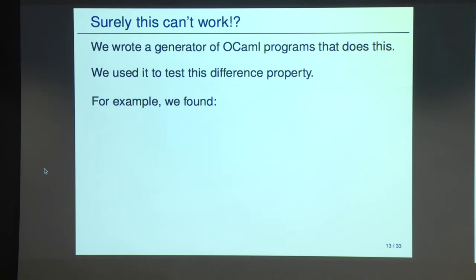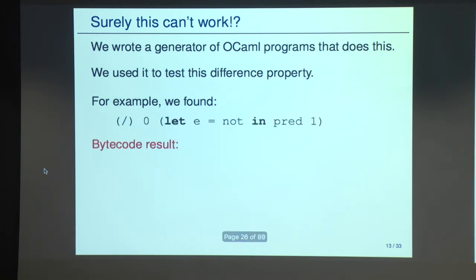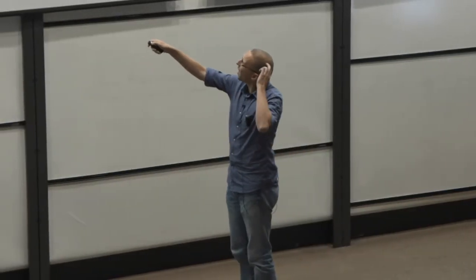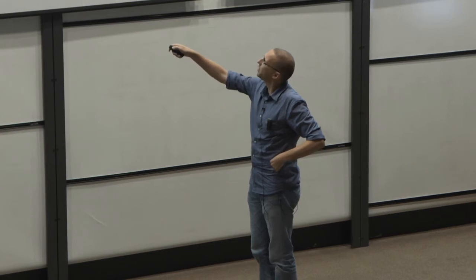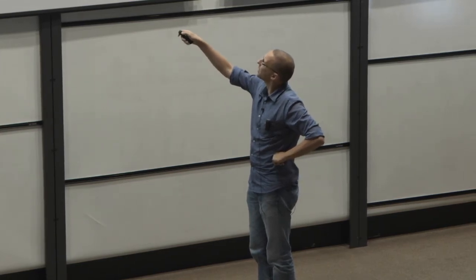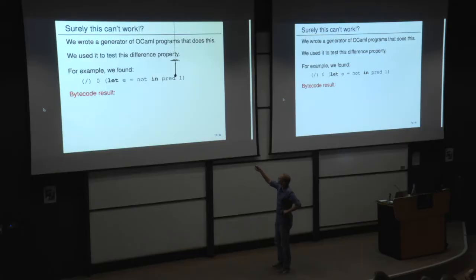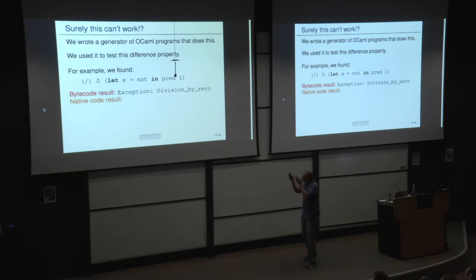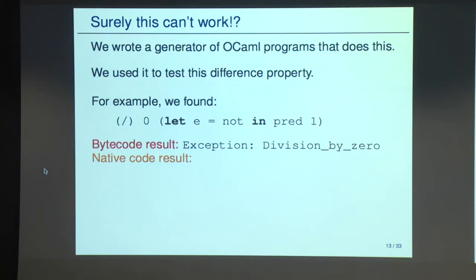Well, we found other fun stuff. Here's another example for you. So 0 divided by something, and the something being let, and then a useless let binding, predecessor of 1, that's 0, so it says 0 divided by 0. So again, if we feed it to the bytecode compiler, you get a division by 0 exception, as you would expect. With the previous edition of the native code compiler, you would get 0.